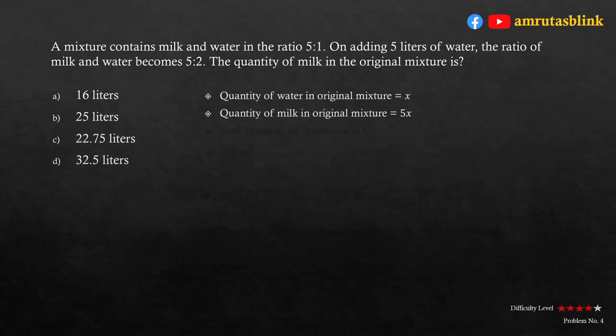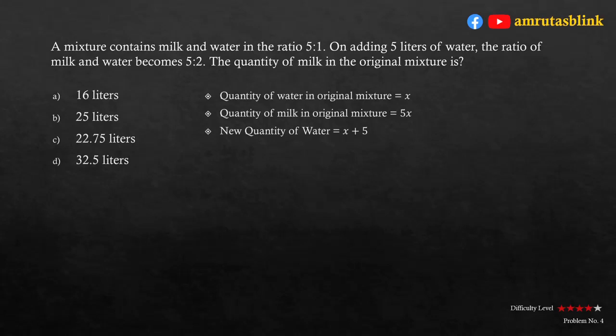Now suppose the original quantity of water is x, then the original quantity of milk would obviously be 5x. Now what is being done here is just water is added. So originally the quantity of water was x. Now when 5 liters of water is added to the mixture, the new quantity of water will be x + 5. And now, after adding water, the ratio of milk to water is 5:2.